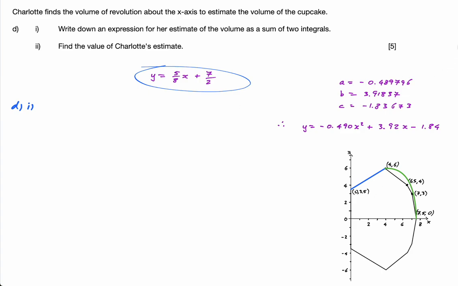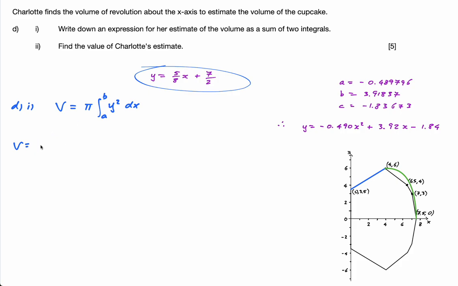Now there's a formula to do that, and the volume of revolution formula, this is in the formula booklet, is V equals pi times the integral of y squared dx from a to b, where a and b are the limits. So we have two integrals, and that's why it says write it down as the sum of two integrals.